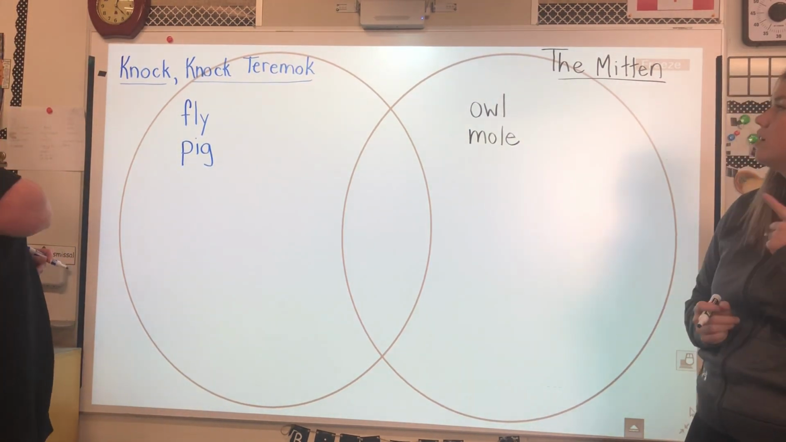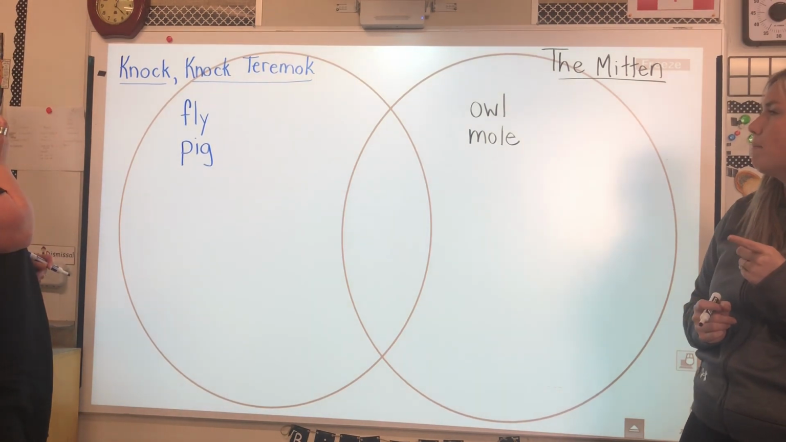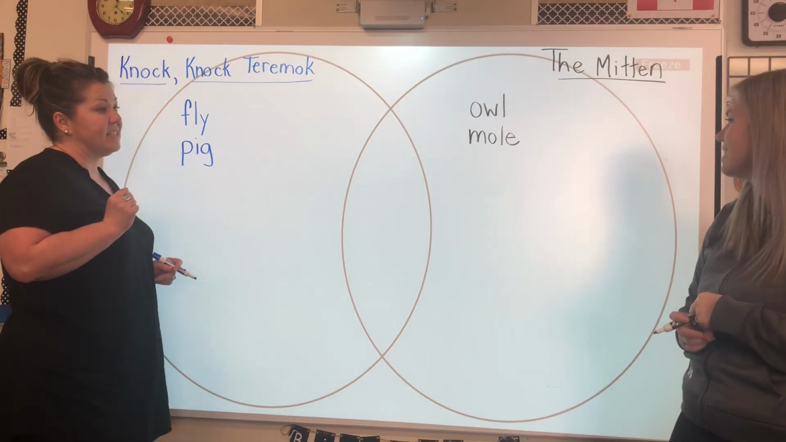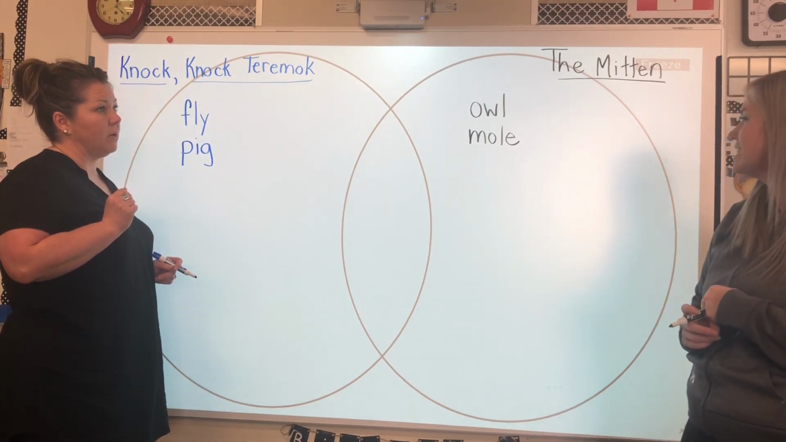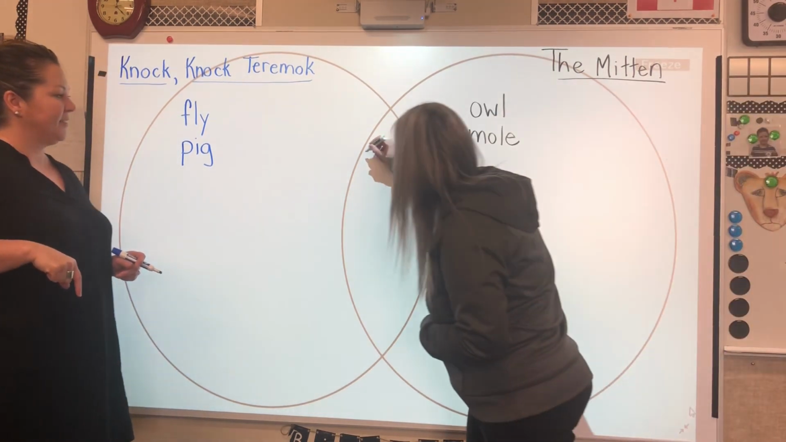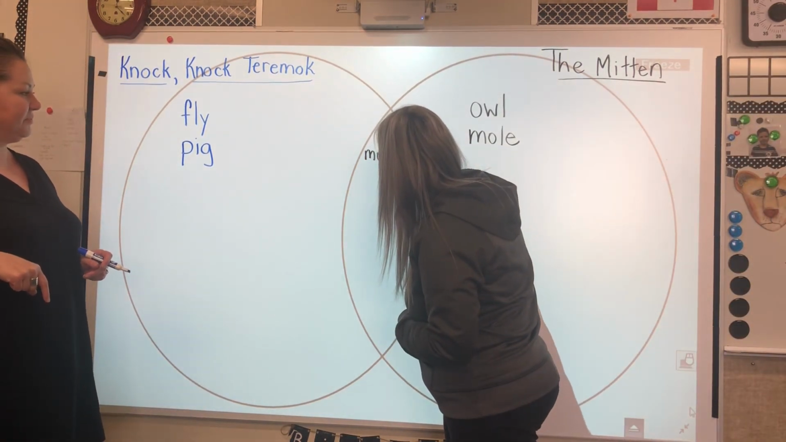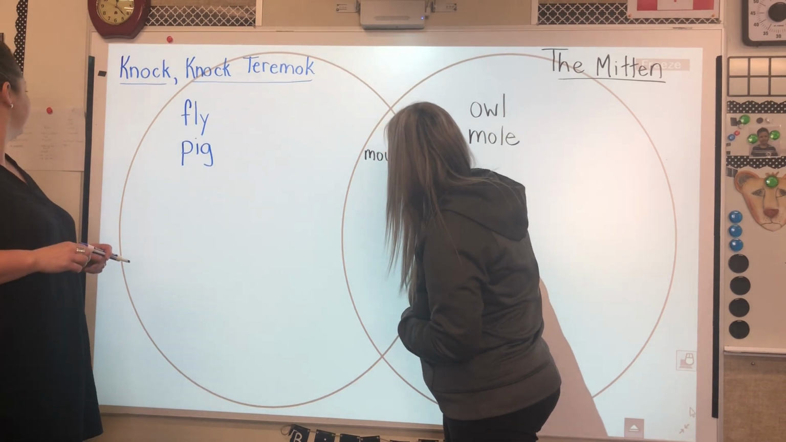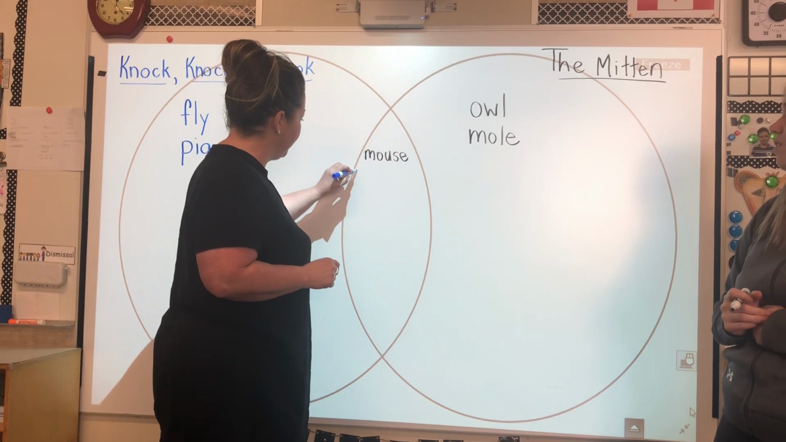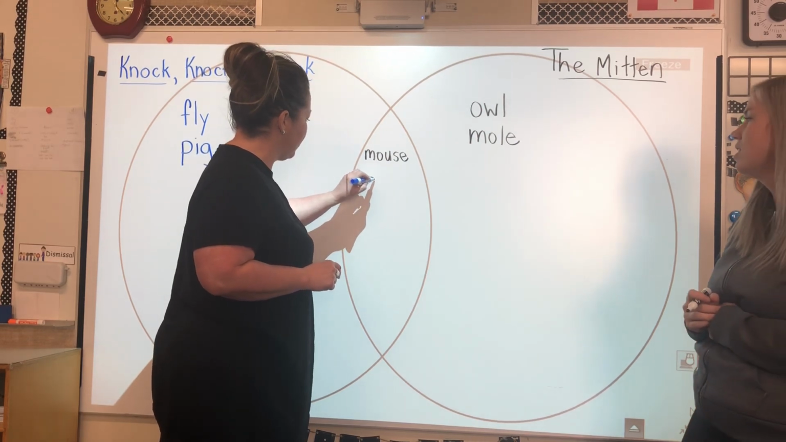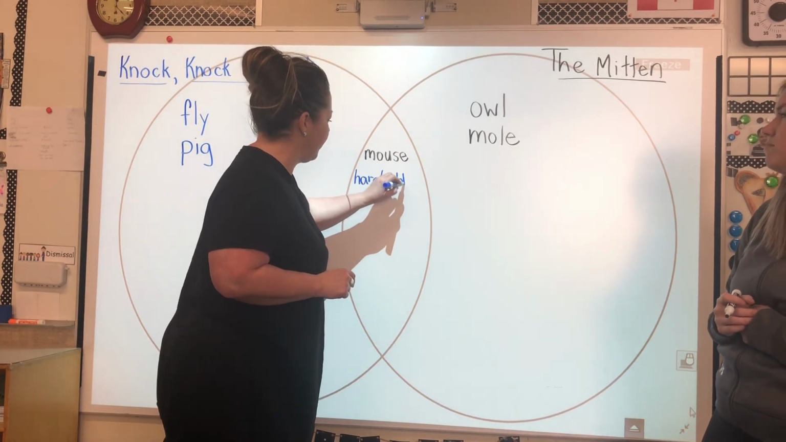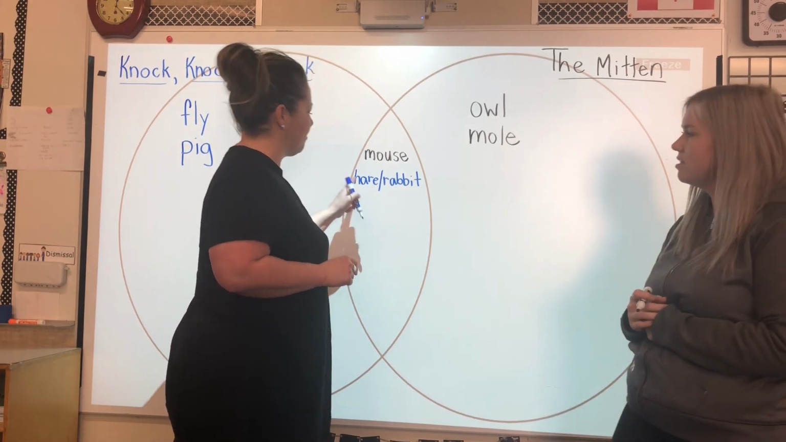Let's think of an animal that's in both. Do you remember an animal that's in both? A little one. A little teeny weeny. A mouse! Yes. A mouse. I'll fill it in. There was a mouse in both books. There was also a hare, and I think they called it a rabbit. Did they call it a rabbit or a hare in the Mitten? I'm not sure, but same animal, you know.